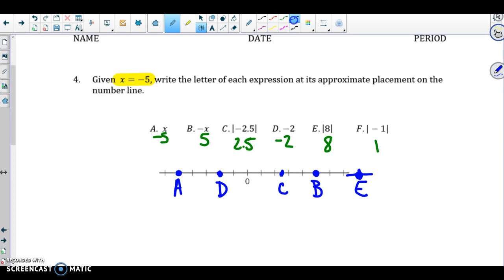And then F is at 1, which is here. So if we put them in order, now it's really easy. It didn't ask us to, but it would be really easy. We would have A, and then D, F, C, B, and E in order from least to greatest.